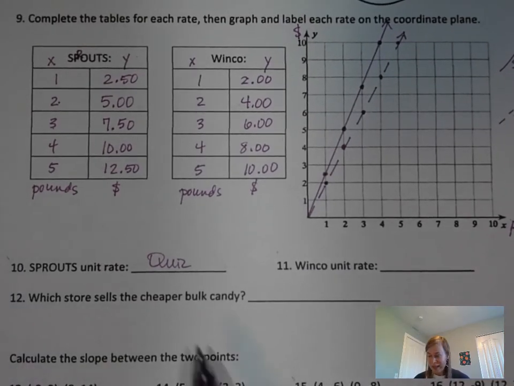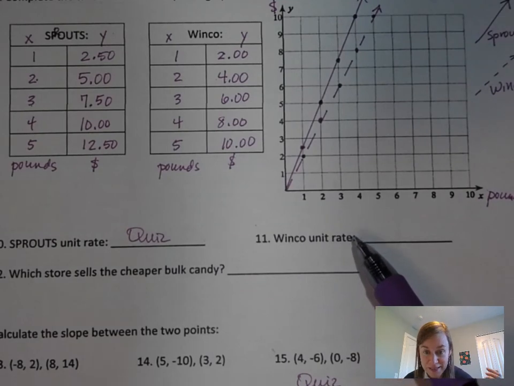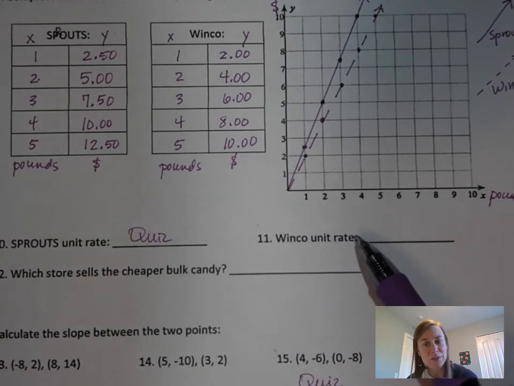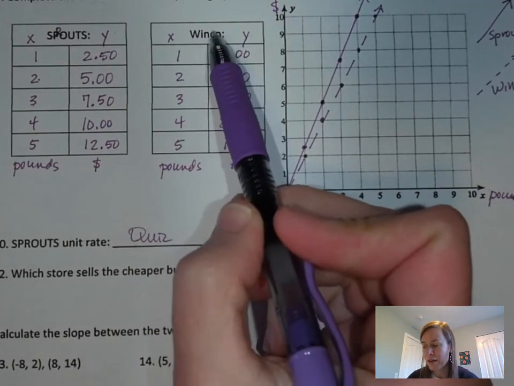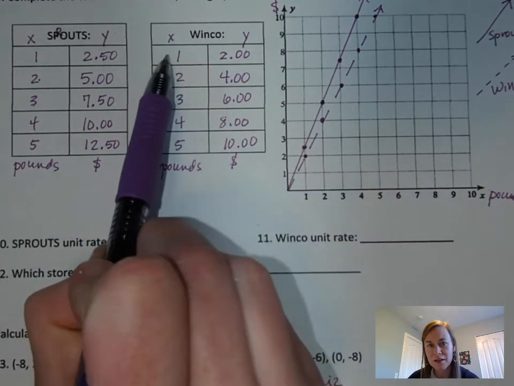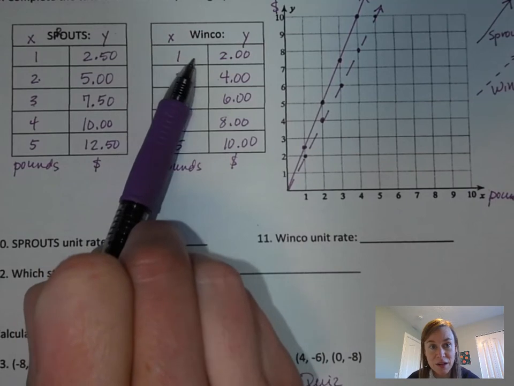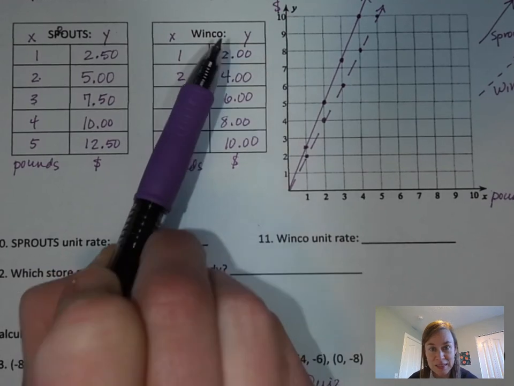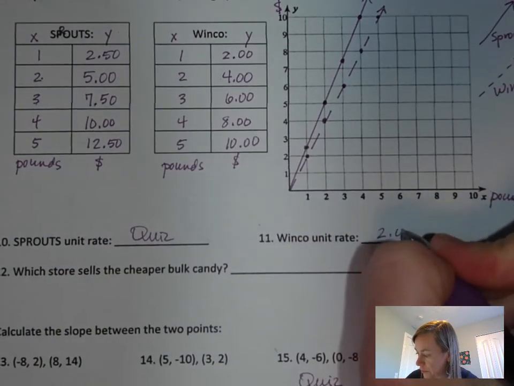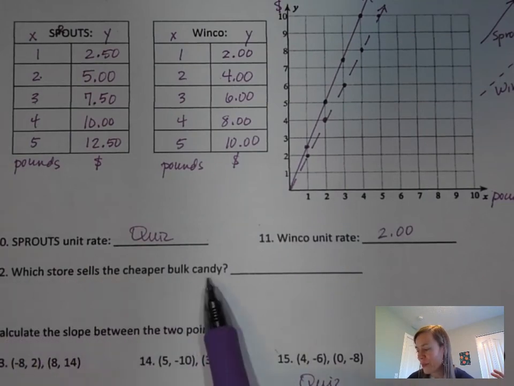Okay, so 10, that one's on the quiz. We're going to skip that one. For 11, the Winco unit rate. So basically, to find your unit rate, look where the x is equal to 1 and see what the y is equal to. So let's see, first of all, this is the Winco. Okay, so where is x equal to 1? Right here. So what is y equal to when x is equal to 1? Let's look over here and find it. Looks like it's equal to $2 or 2.00. That's what I'm going to write down. 2.00.